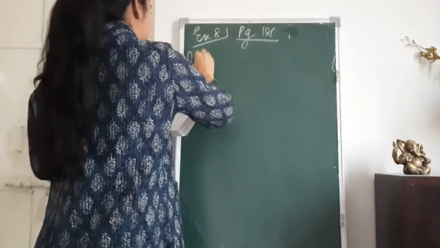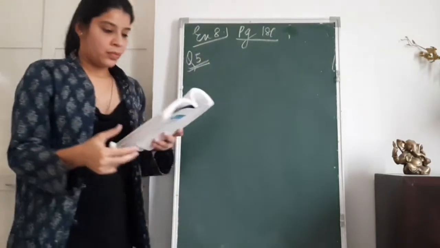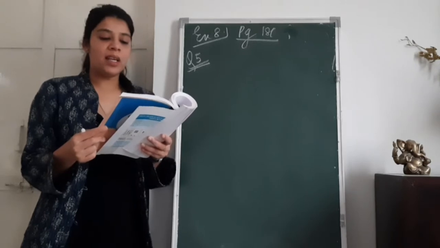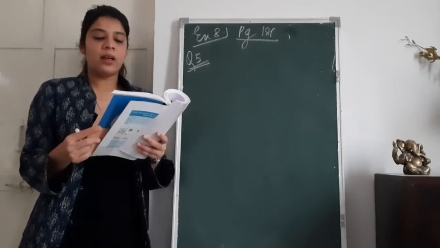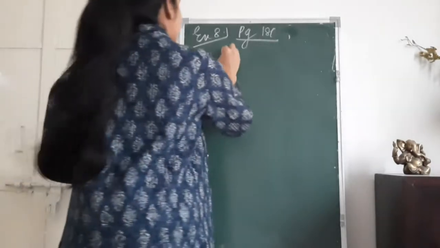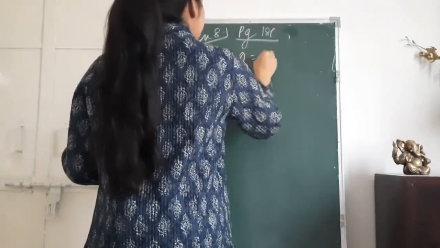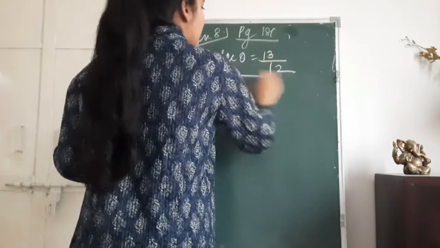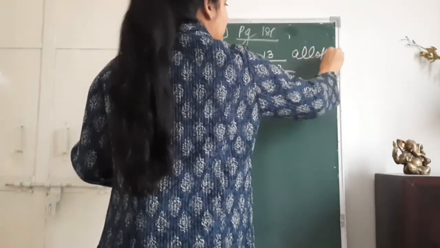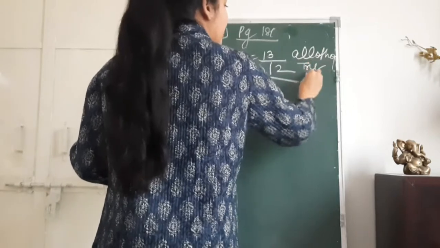Question 5. Given sec theta is equal to 13 upon 12, calculate all other trigonometric ratios. What is given to us? Sec theta is 13 upon 12 and we have to calculate all other trigonometric ratios.